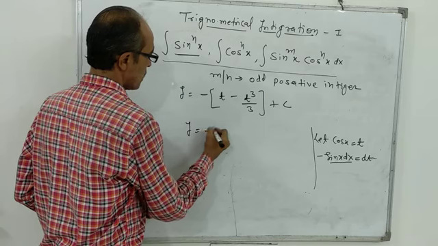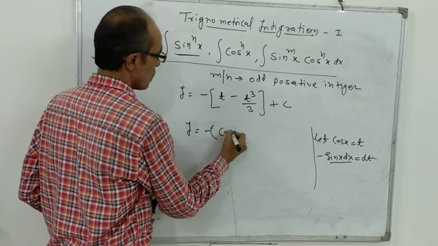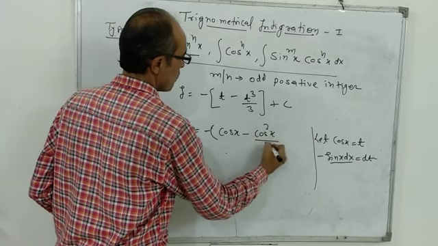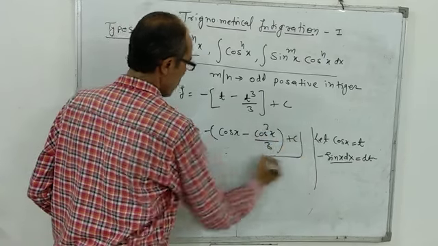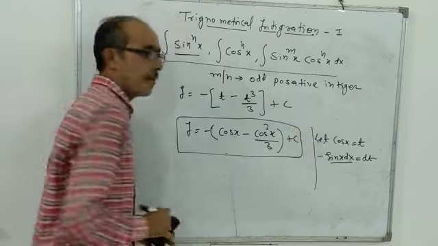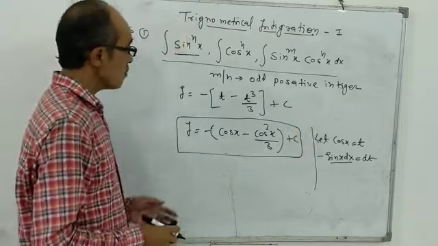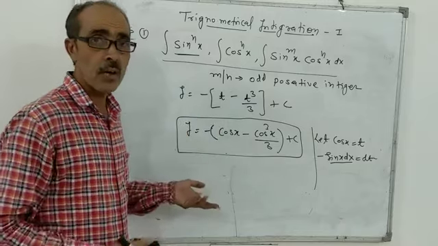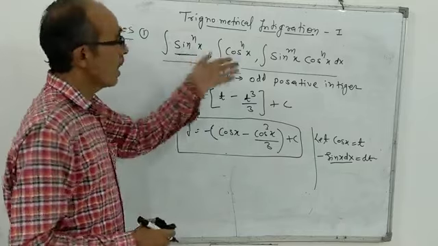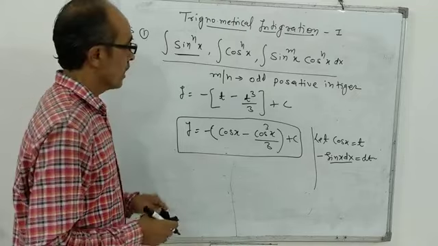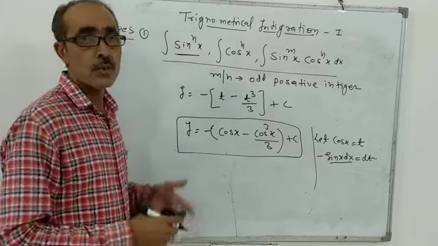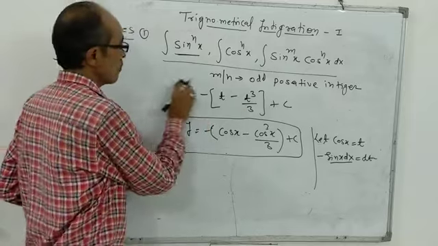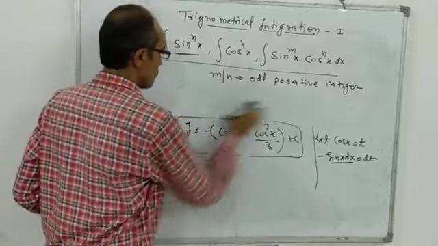So the integral I is negative cos x plus cos cube x divided by 3 plus integral constant c. That is the method. Here we can use the angle form of 3 theta also. But when n and m are high powers, the angle formation is not useful and we apply this method only. So I take another example.